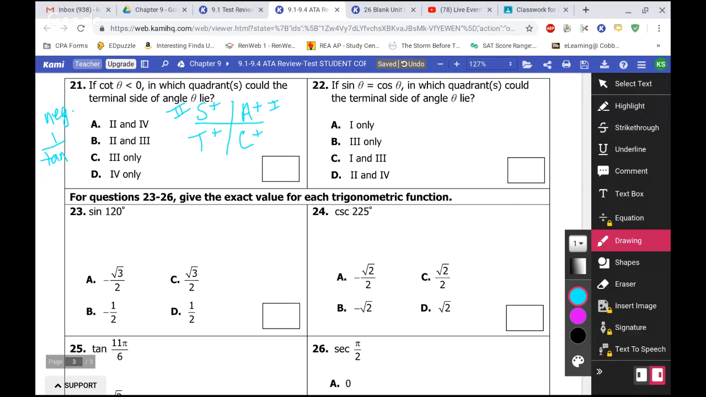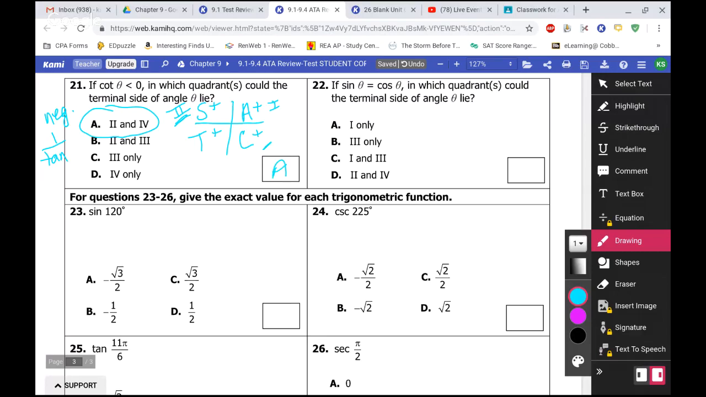In quadrant 2, its sine is positive. So that means tangent is negative. Tangent is positive in quadrant 3, and tangent is negative in quadrant 4. So A. So A is the answer because it is absolutely negative in quadrant 2 and quadrant 4.